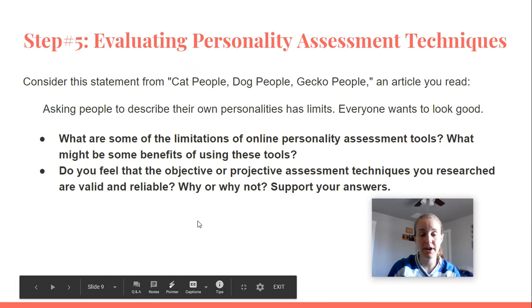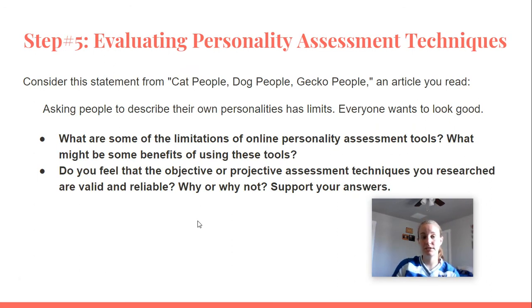And then the last step, step 5, evaluating personality assessment techniques. Consider this statement from "Cat People, Dog People, Gecko People," an article you read. So this is something that you'll be reading as part of your unit. And this is the statement that came from that. Asking people to describe their own personalities has limits. Everyone wants to look good. What are some of the limitations of online personality assessment tools? What might be some benefits of using these tools? Keeping in mind that statement you just read. Do you feel that the objective or projective assessment techniques you researched are valid and reliable? Why or why not? Support your answers.